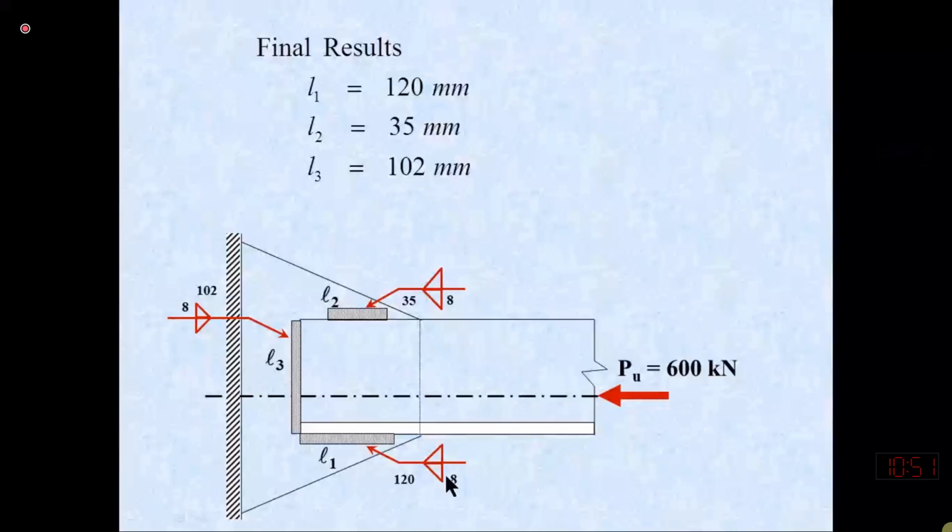Again, why on both sides? Because we were having double angle. We designed the weld for a single angle, so the same weld will be provided on the other side also. This is the case. So we are providing the weld here, and the same weld is provided on the other side also. So that is the philosophy.